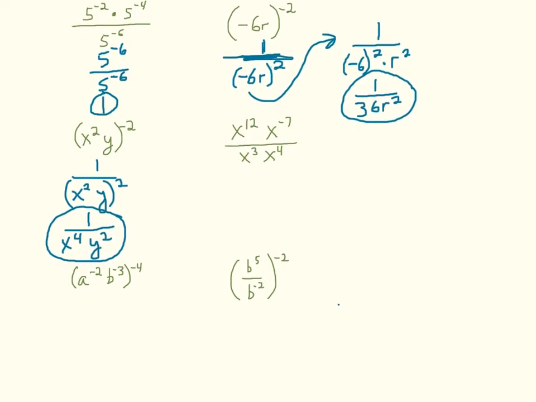Alright, so next I'm going to look at this example over here. We have x to the 12th times x to the negative 7th, divided by x cubed times x to the 4th power. And I'm just going to combine the powers in the numerator and denominator first. So I'm going to add the exponents for x to the 12th times x to the negative 7th and get x to the 5th. Then I'll have x to the 7th in the denominator. I know that I have 2 extra x's in the denominator here. The rest will cancel, so that's just going to be 1 over x squared.